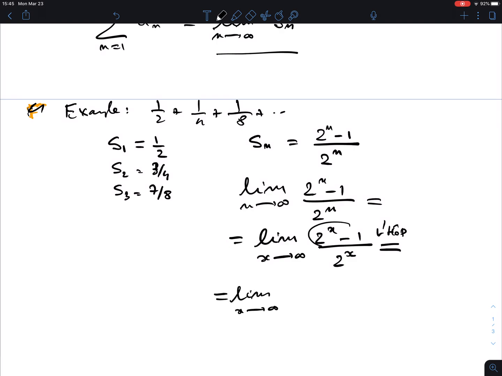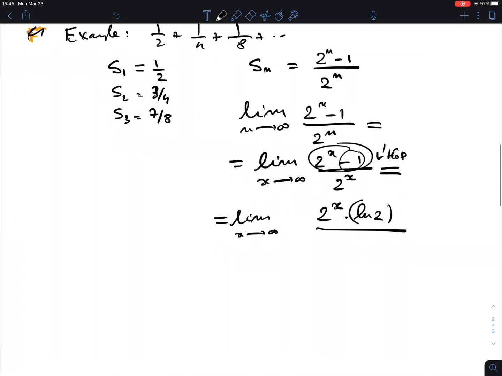What I'm going to do is take the derivative of the top. The derivative of the exponential function is the exponential function times the logarithm of the base. And then the minus 1, of course, that's nothing, the derivative of that is 0. And the derivative of the bottom is the same thing, 2 to the x ln 2. So everything cancels out here. This is important: every time you do L'Hopital, you have to see whether any cancellations are possible.